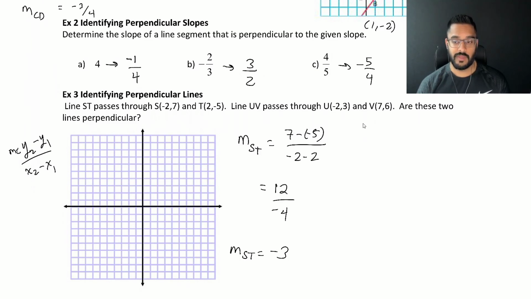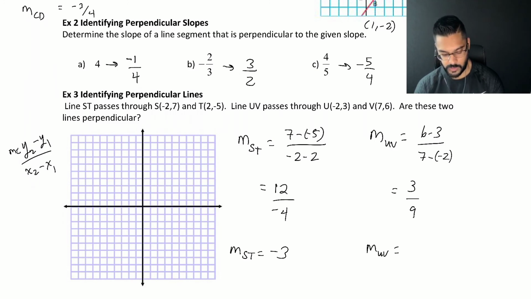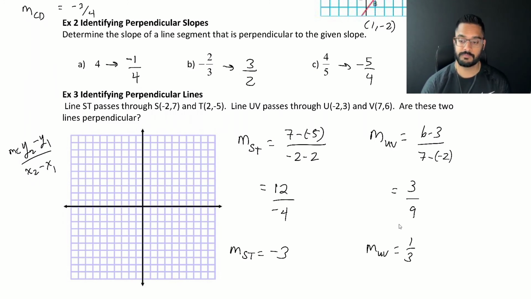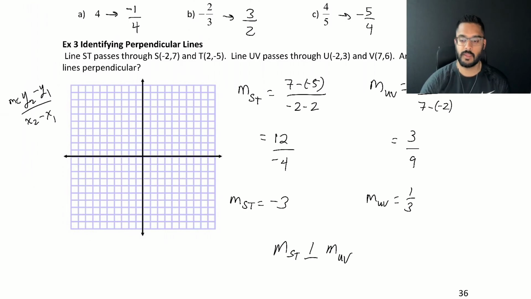Now we've got to find the slope of the other line segment. So the slope of UV is going to be 6 minus 3 over 7 minus negative 2, for a slope of 3 over positive 9, for a reduced slope of positive 1/3. And you can see those two are the negative reciprocal of each other. So you can say now that the slope of ST is perpendicular to the slope of UV. Okay, those two lines are going to be perpendicular because of their slopes.